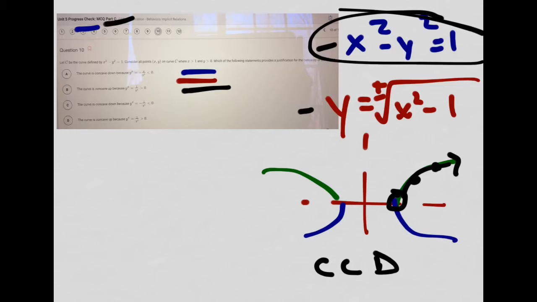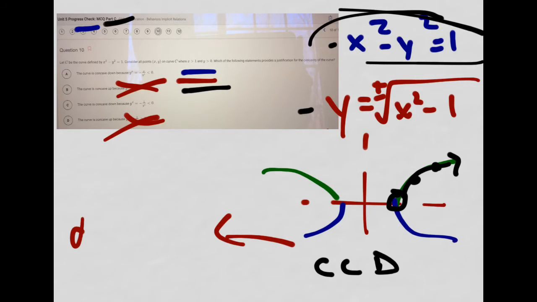So if I know that this is occurring, I can narrow down my answers. Which of the following statements provides a justification for the concavity of the curve? You want y double prime less than 0 because it's negative, so it's concave down. You don't want it greater than 0, you want it less than 0. That gives you either choice A or C. By the way, that's what this is concluding.